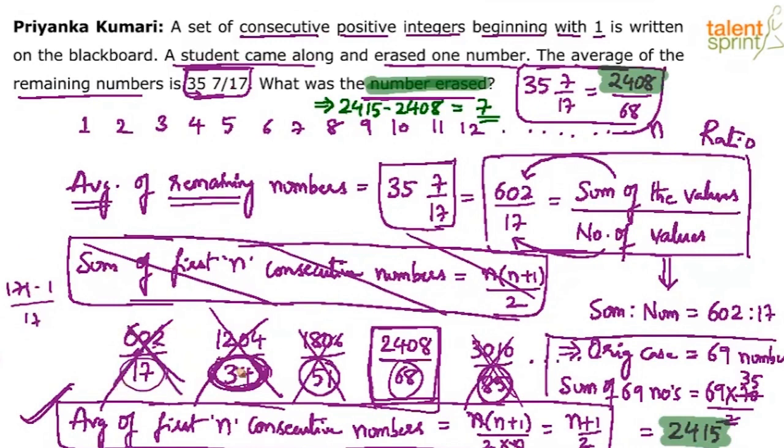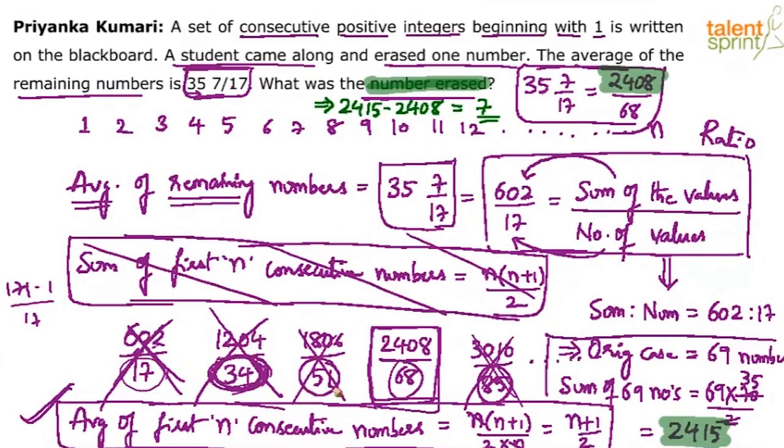This is ruled out. Same verification we do for the remaining ratios. 1204 by 34. What happens? We are saying remaining numbers are 34. Originally, there were 35 numbers. The sum of 35 numbers is 35 into 36 by 2. The sum of 34 numbers is 1204. But when you compare with the average, it's nowhere close, because the average of 35 numbers is going to be 18. Here, by erasing one of the numbers, the average is getting doubled. Is it possible? Not possible.